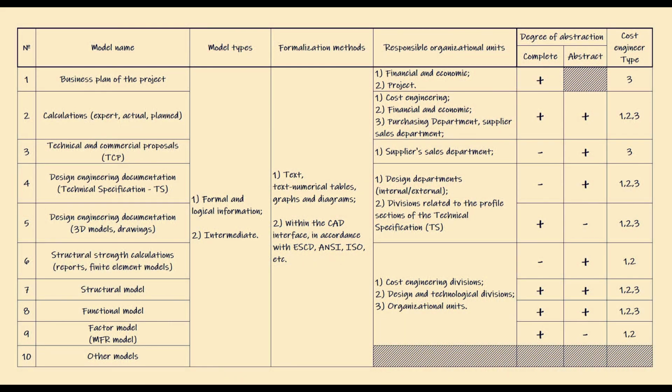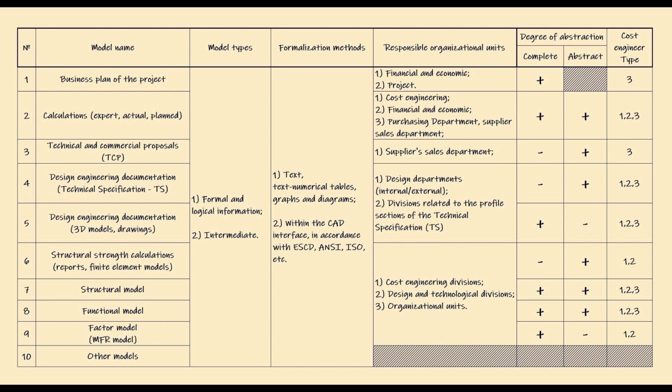In the context of considering the concepts of structural model and functional model, let's consider a general list of models that a cost engineer operates in practice, or the system of working models of a cost engineer. The system of working models of a cost engineer is a set of models of various types that the cost engineer uses in practice. Accordingly, cost engineers of types 1, 2, and 3 use different lists of models.